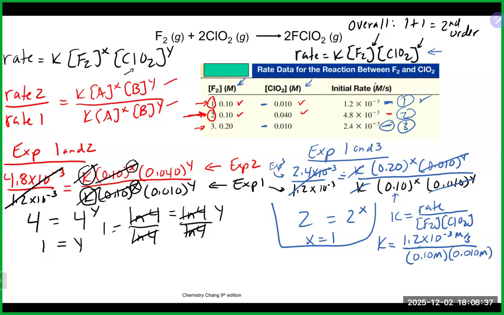And if I put all that into my calculator here, 1.2 times 10 to the minus 3 divided by 0.1, and then divided by 0.01, that is going to give me a rate constant of 1.2. In terms of the units, molarity on top and one of the molarities on the bottom will cancel out, and that will give you 1 over molar seconds as the units here. And that is a common unit for the rate constant of a second order reaction.